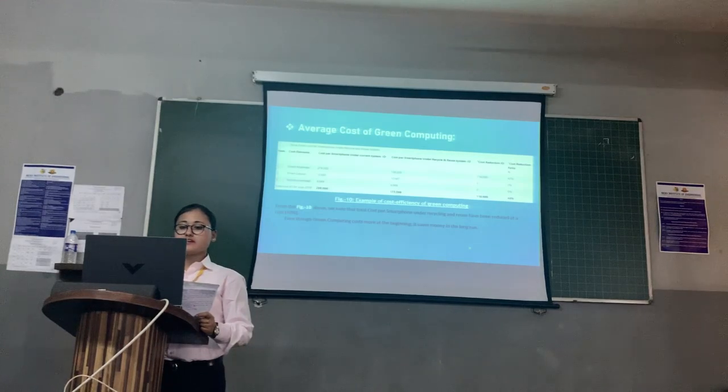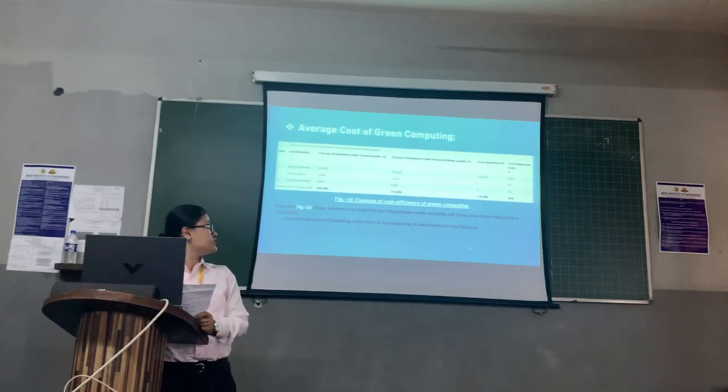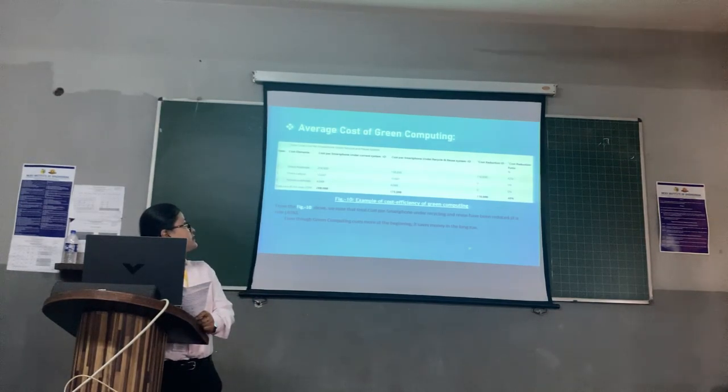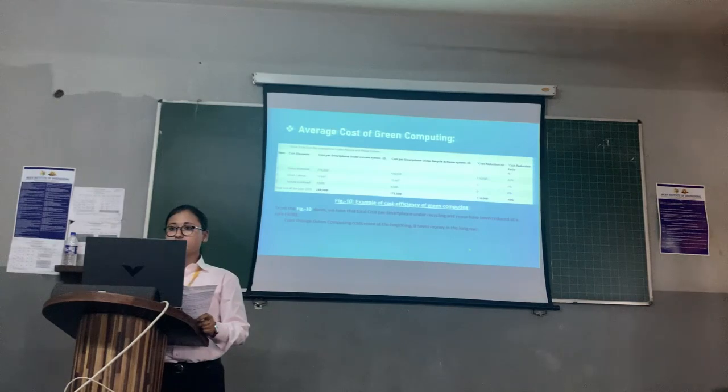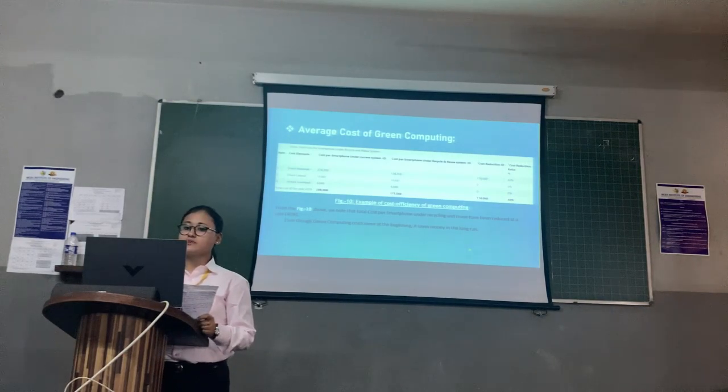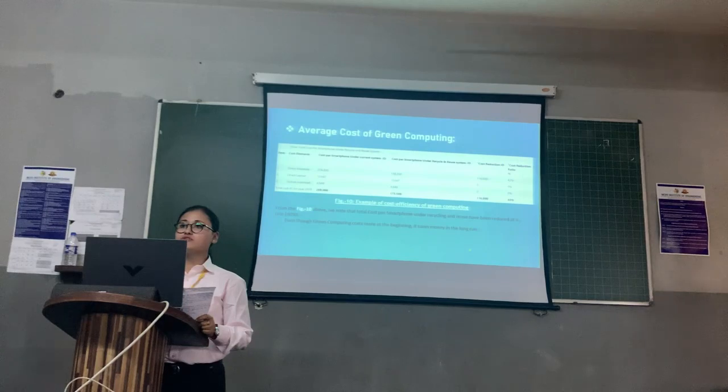Firstly, direct materials. As you can see, it is estimated at 2,74,350, and in the recycle and reuse system, it is 1,58,350. It is reduced, and the cost reduction is 1,16,000. The cost reduction ratio amounts to 42%. And we can note that the total cost per smartphone under recycling and reuse has been reduced at a rate of 40%. Even though green computing costs more at the beginning, it can save money in the long run.